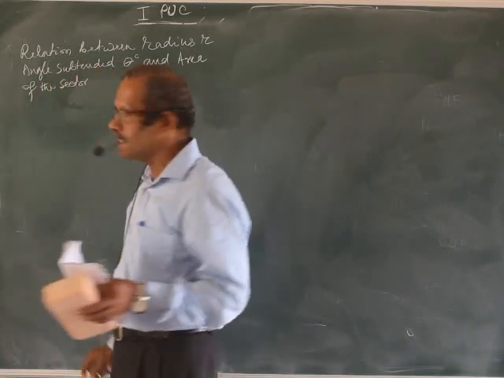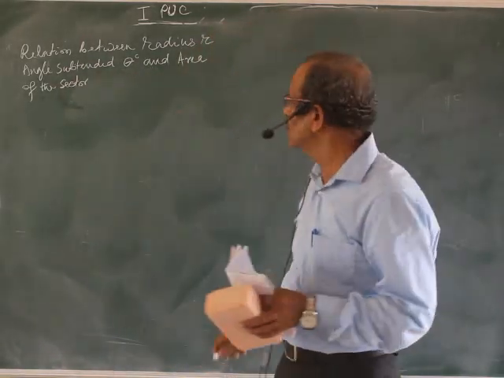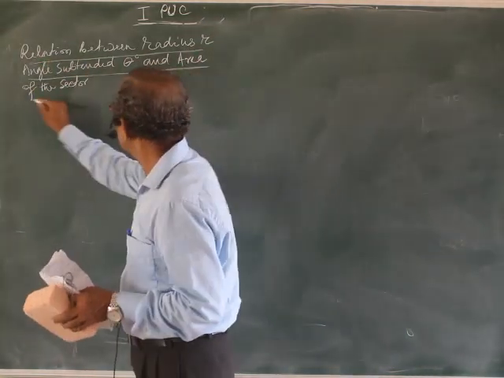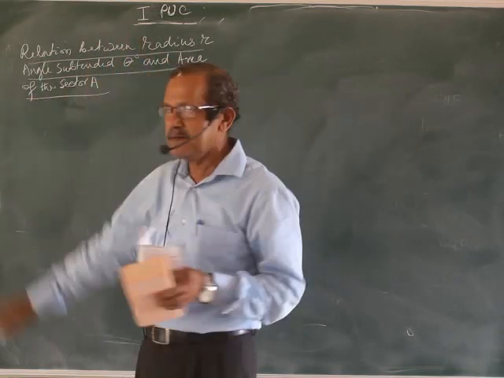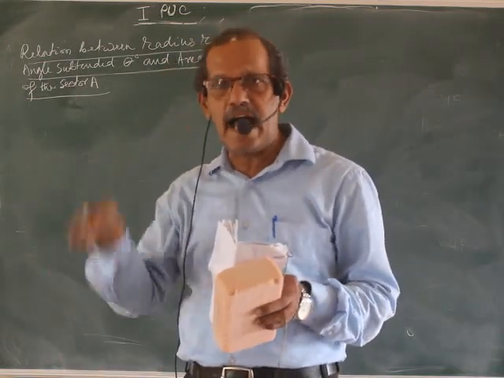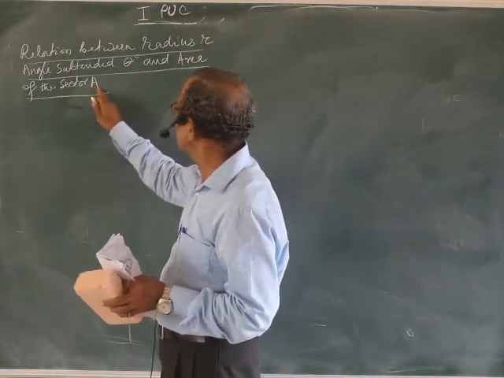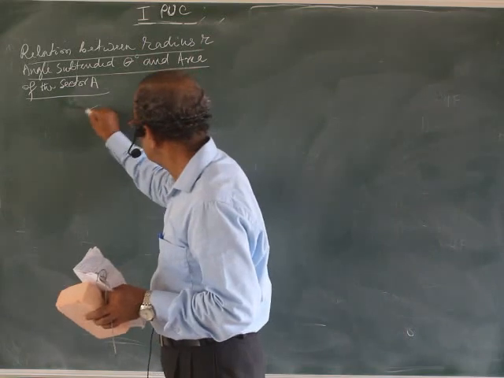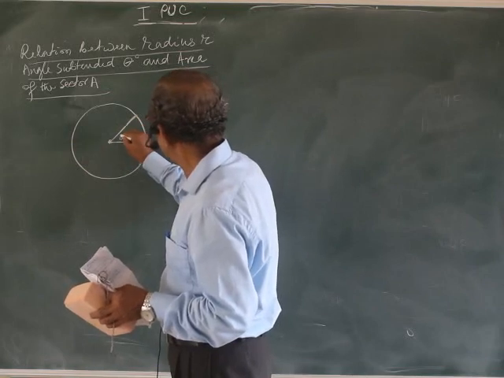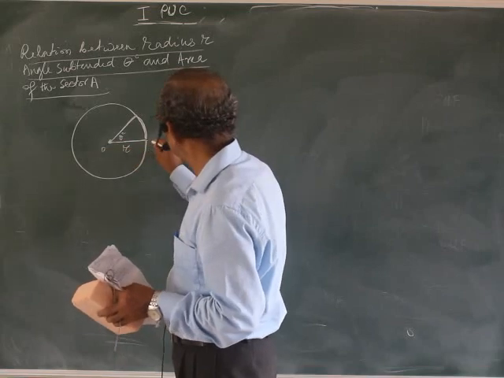Just we finished the relation between arc length, radius and angle. Now this is the relation between radius, angle subtended and area of the sector A. Relation between arc length, radius, angle is L equal to r theta. What is the relation between area of the sector A, angle and radius? In any circle you can observe this. Angle subtended theta radian, radius of the sector is r.